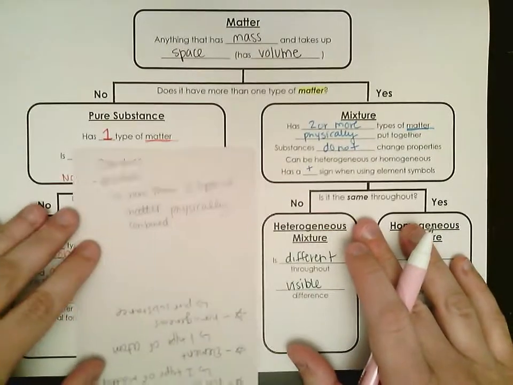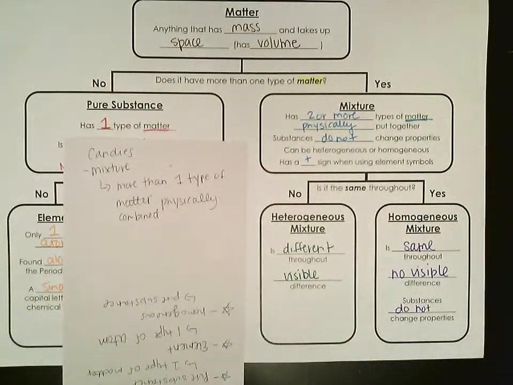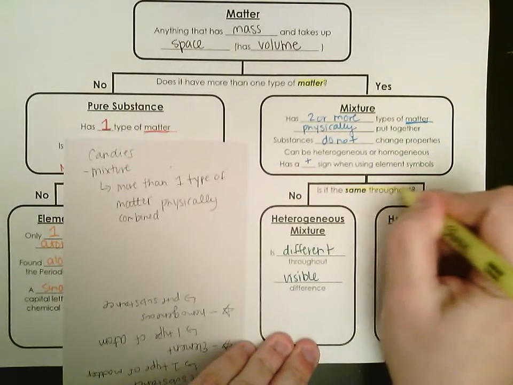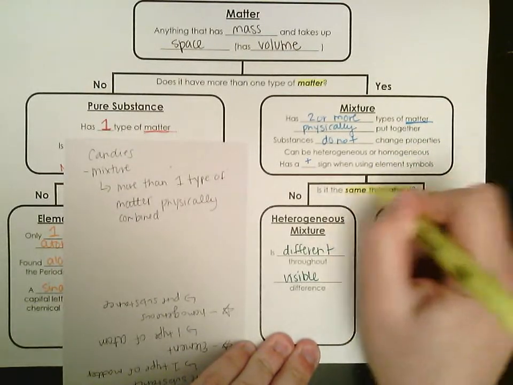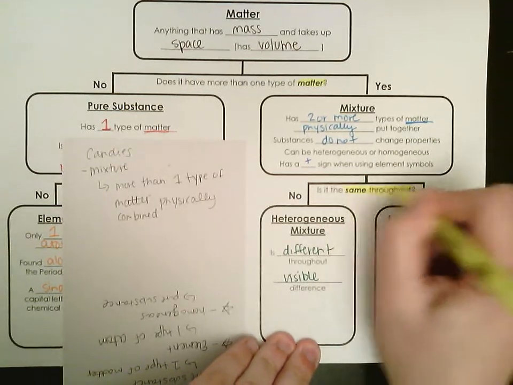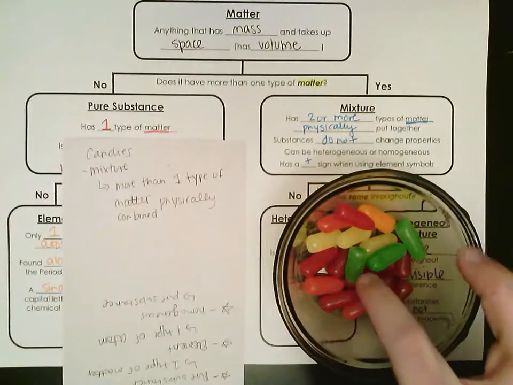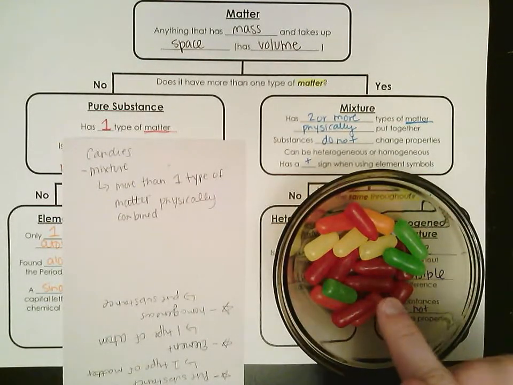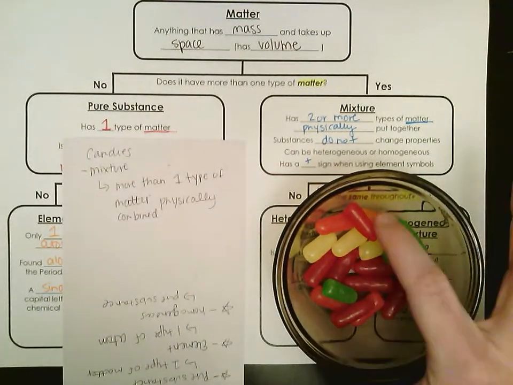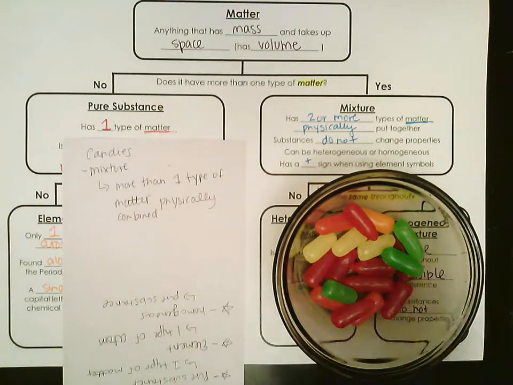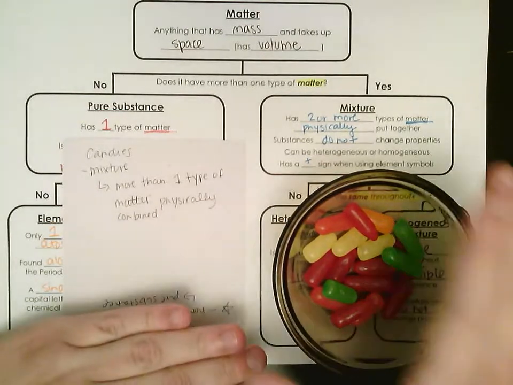Now, let's break that down into this next one. So now my question is, is it the same throughout? Now, some people are like, well, Miss Austin, it's all the same kind of candy. There is a visible difference here. We got red, yellow, orange, green, some pinks. But if you eat these, there's also a flavor difference here. So we know that there are differences happening.